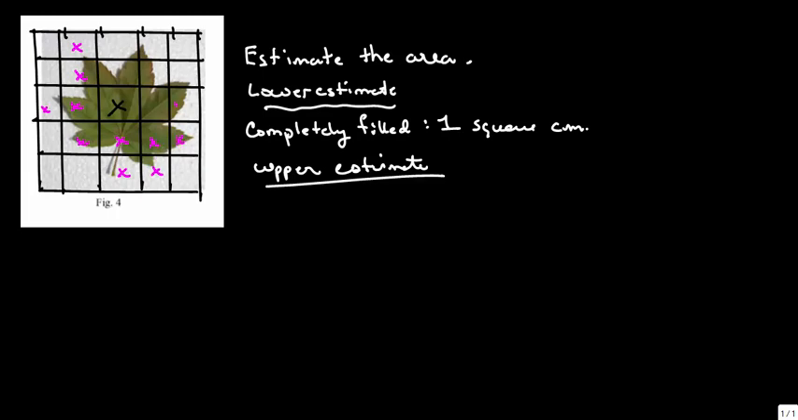I guess I didn't say including the stem. Oops, and we still need this one. So I think I've got them all checked. Let's look at the ones that don't have anything in them. So here, here. This looks like a bad game of tic-tac-toe. Here, here. So our upper estimate is going to be all of these purple ones, all the ones that contain at least a part of the leaf.